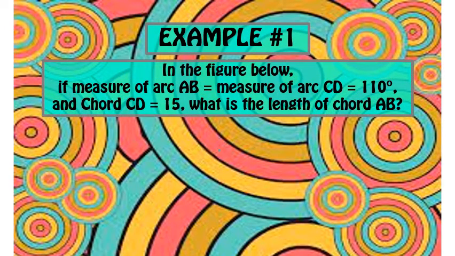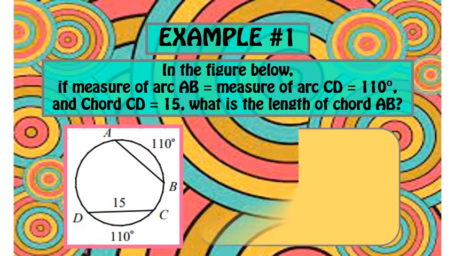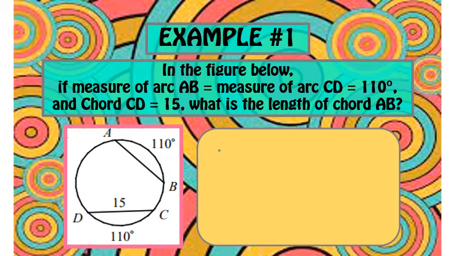Okay, let's go through example number 1. In the figure below, the measure of arc AB is equal to the measure of arc CD, and both of them have the same measure of 110 degrees. We also know that chord, or segment, CD is 15. What is the length of AB? So they've told us that arc AB, which is right here, measures 110 degrees, and arc CD, which is down here, measures 110 degrees. So these two arcs are congruent.